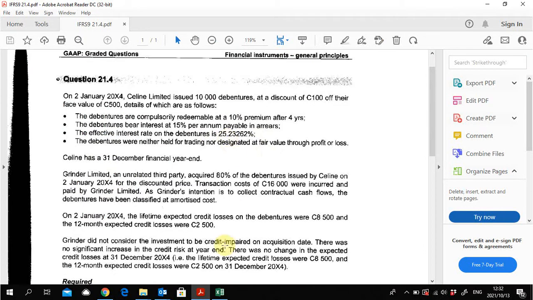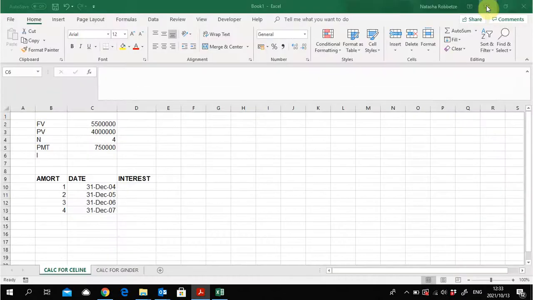actually the right answer. They've given all the information, but had it been a question that I had provided to you, that effective interest rate would probably be missing. Let's see if we get to the right answer.